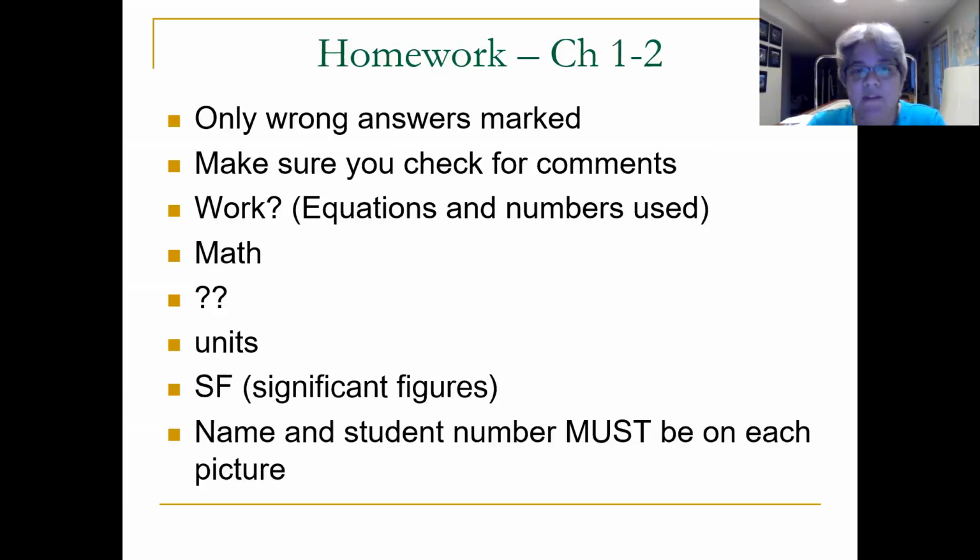Okay, units, significant figures, we already talked about. And again, your name and your student number have to be on each picture. And starting next week, if you do not put your name and student number on the picture, you will not get full credit. Okay? All right, so that's general about the homework.